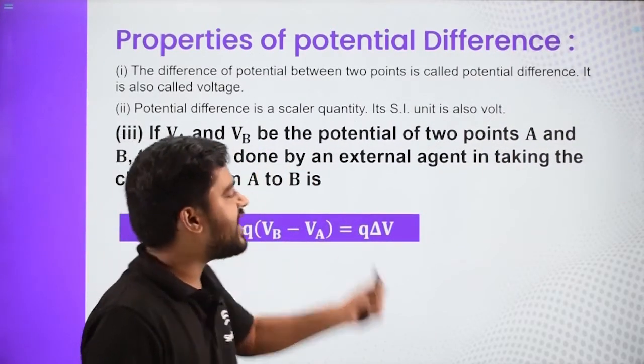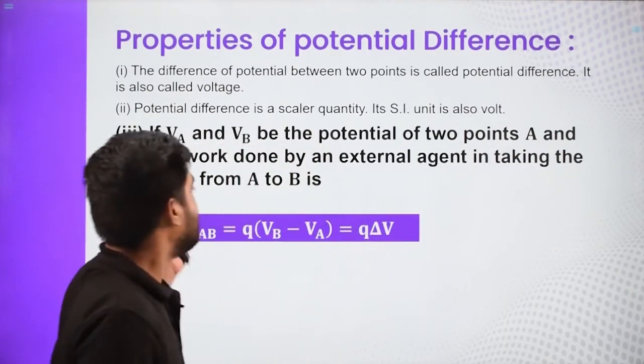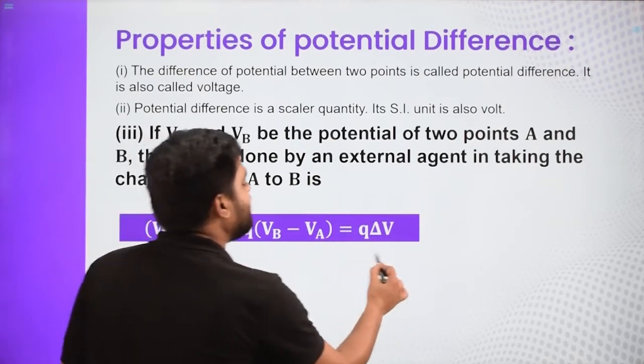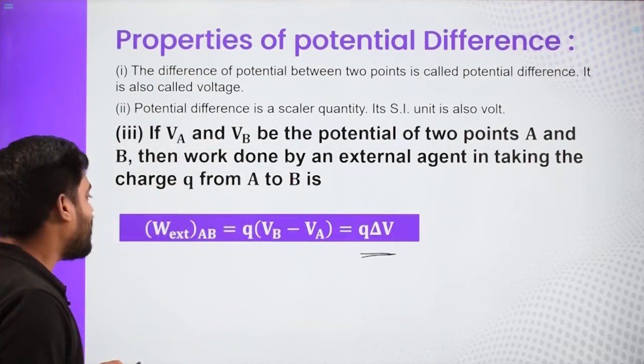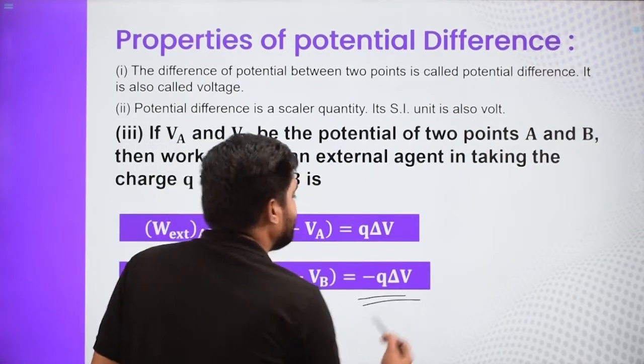If VA and VB are the potentials of two particular points A and B, then the work done by external agent is nothing but Q delta V, as we have already discussed. And if we talk about work done by electric field, then that is minus Q delta V.